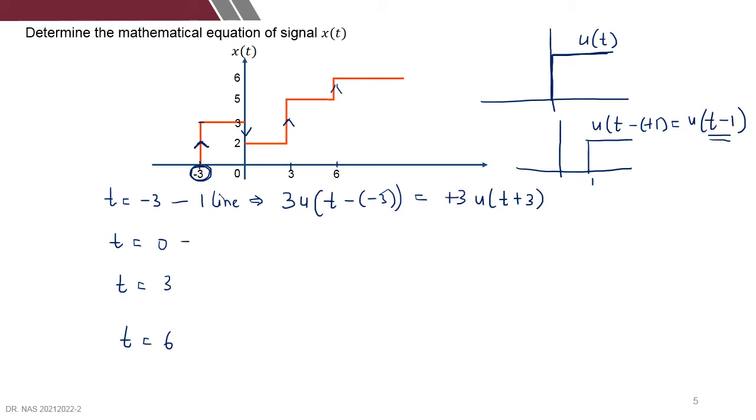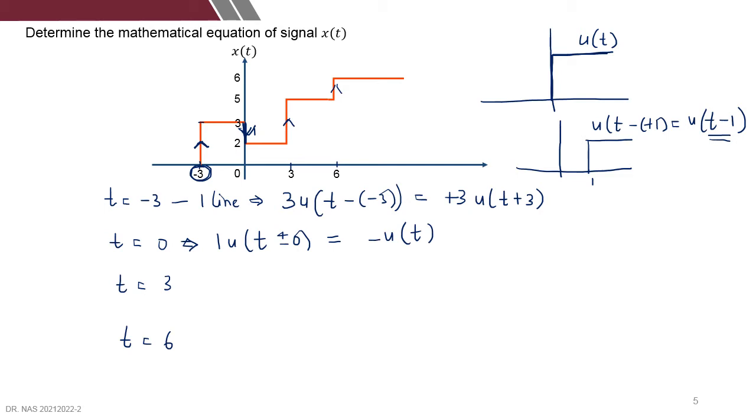Okay, moving on to t equal to 0. You have one line here that connects to the graph. What's the amplitude? The amplitude from 3 to 2 is 1. The u(t) is at 0, so plus minus 0, so it is u(t). How about the flow? The graph is going down, so it's negative.